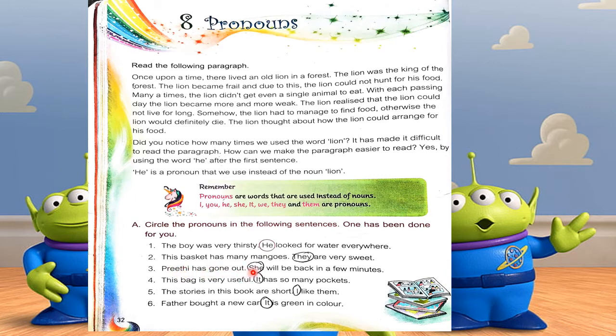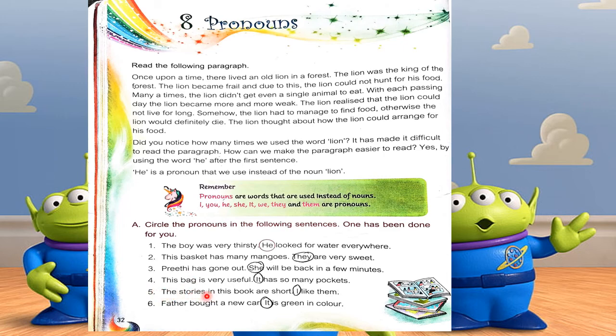Pretty has gone out. She will be back in a few minutes. So here she is a pronoun because Pretty is a girl. This bag is very useful. It has so many pockets. So it refers to bag. Bag is a non-living thing, so it refers to things. So we are going to use the pronoun it for the noun, this bag.